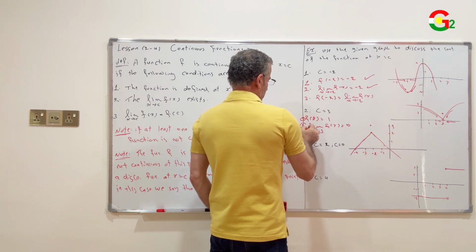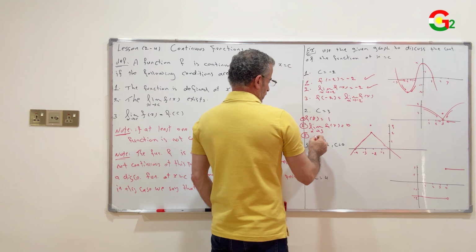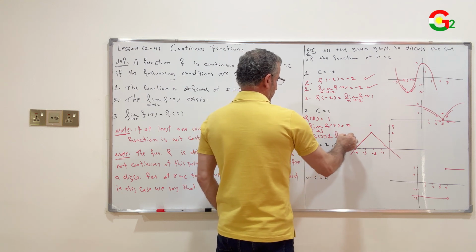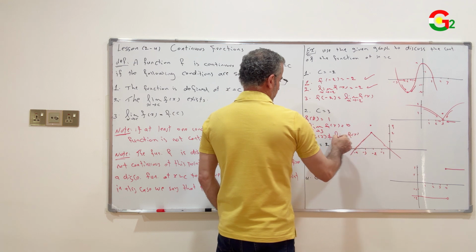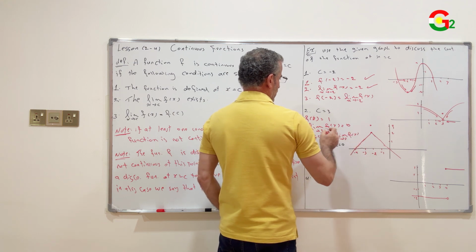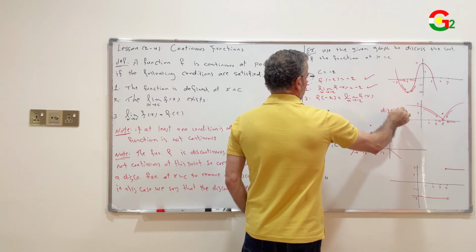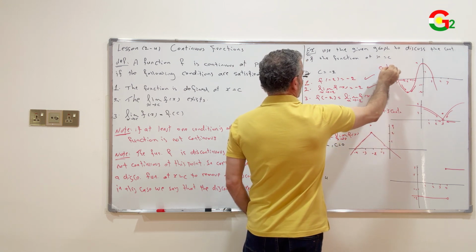But the third condition, f of 3 is not equal to the limit of f of x when x approaches 3. Then this function is discontinuous.